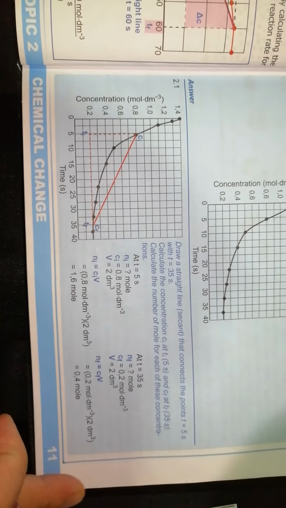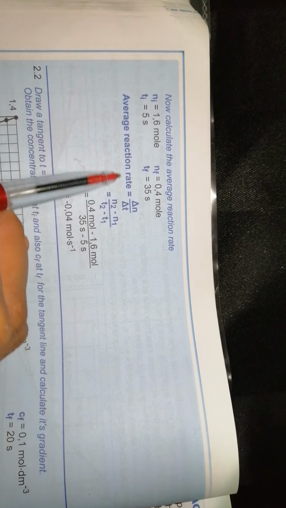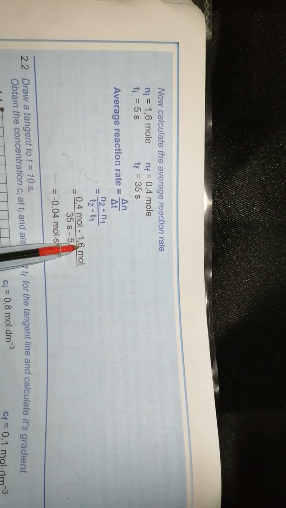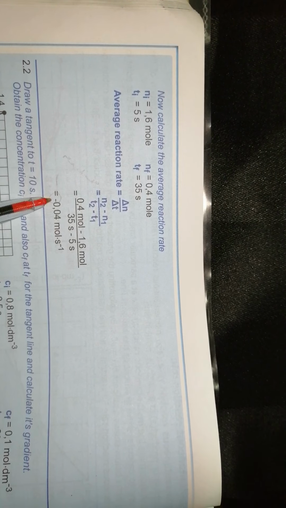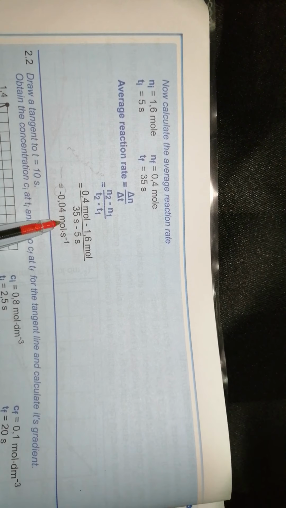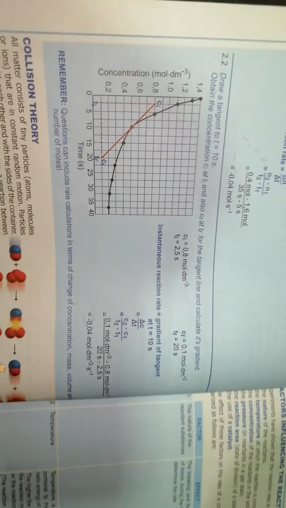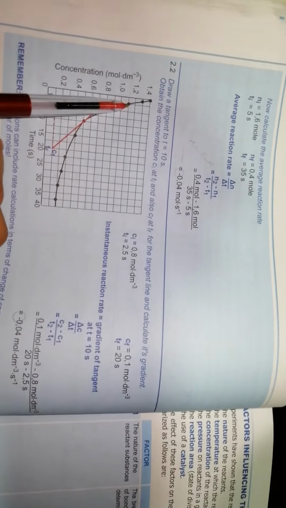So now we have the moles at 35 seconds and the moles at 5 seconds. And now we can work out the actual rate of reaction. So what we're going to say is it's change in moles over change in time for reaction rate. So here we're dealing with moles. It's going to be the final mole, which is 0.4, minus initial, which is 1.6, divided by 35 minus 5, and that will give you negative 0.04 moles per second. And can you see it's a negative answer? Because again, we're dealing with reactant and reactant is decreasing. Right, let's look at number 2.